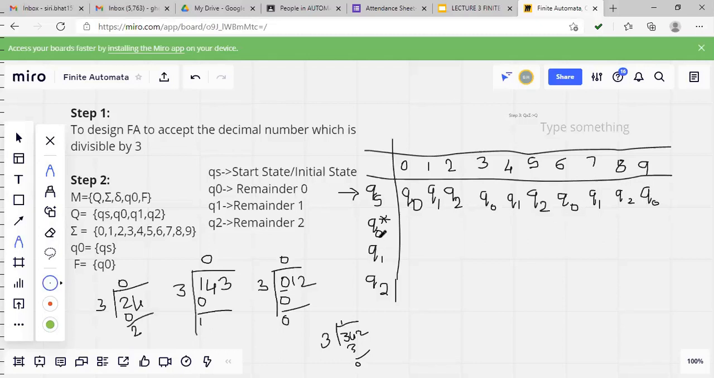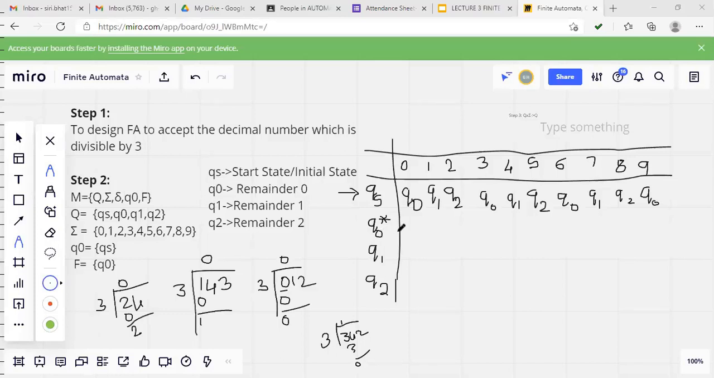Okay. So now coming to this. What do you mean by Q0? Q0 means, students, please mute yourself. Q0 means zero remainder. Please, Hitesh, mute yourself. Okay, fine. Q0. What do you mean by Q0? What we have taken? We have taken remainder 0, right? So when there is remainder 0, we'll be in Q0.